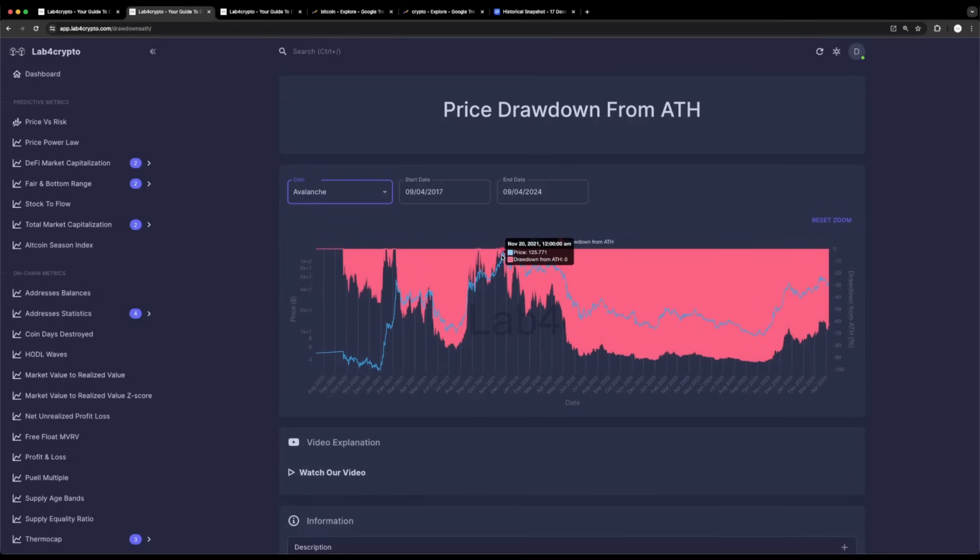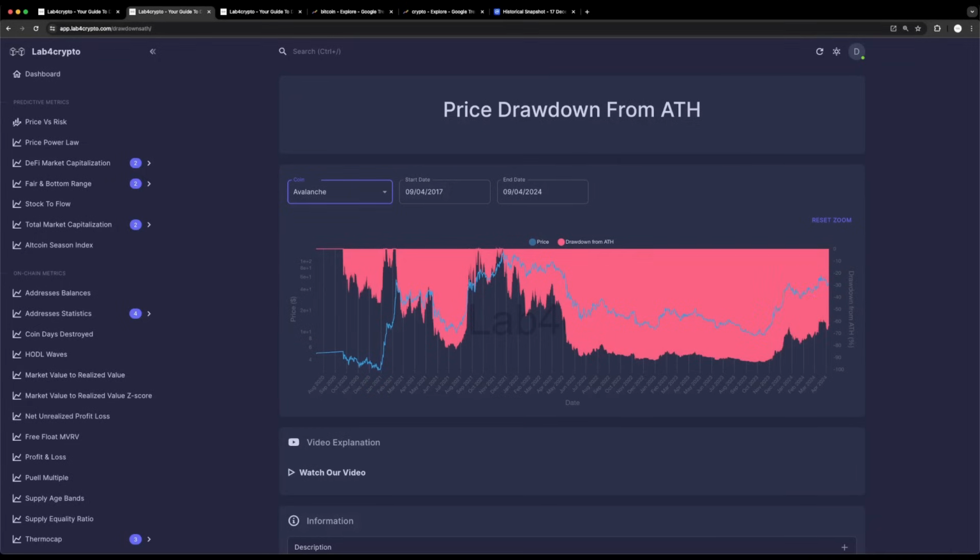AVAX had its all-time high in November 2021, and it dropped 94%, it lost 94% of its value. And now it's climbing, but of course, no one knows if it will ever reach its previous all-time high again, although I believe it will. But if we want to be realistic, no one knows. And therefore, that is why you need to monitor your risk and accumulate in low-risk areas and exit in high-risk areas.